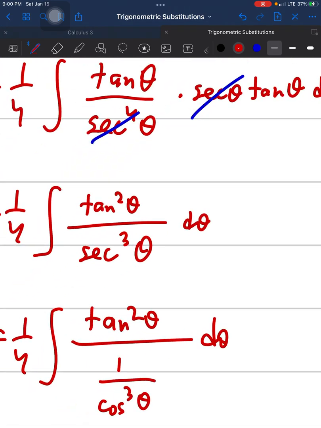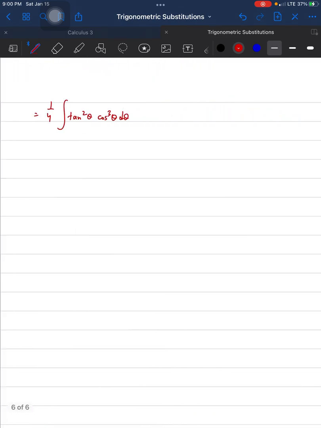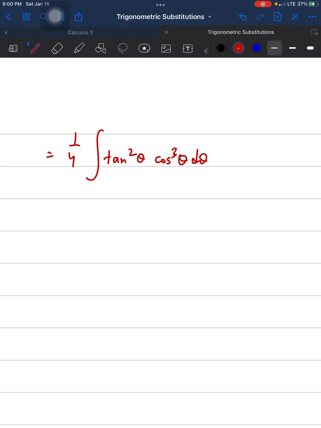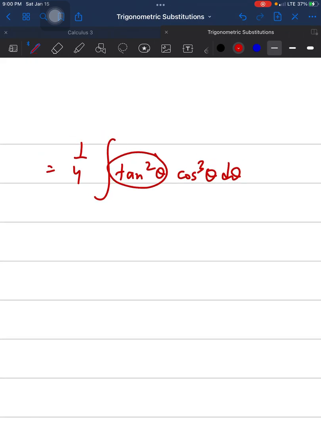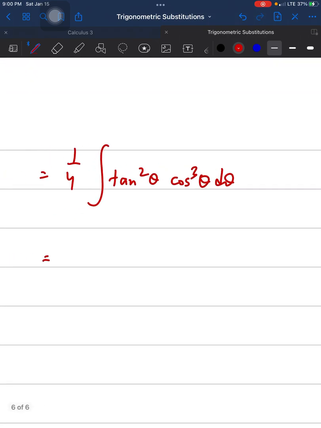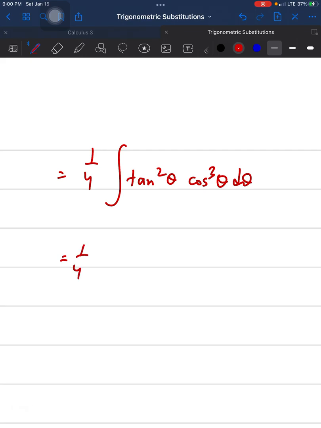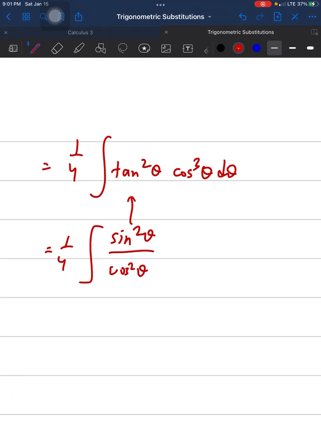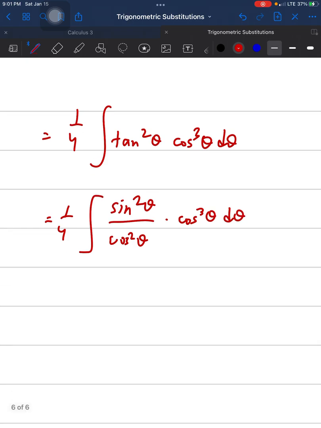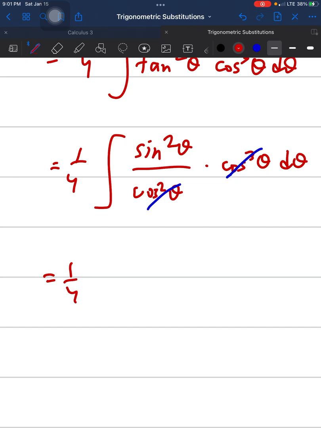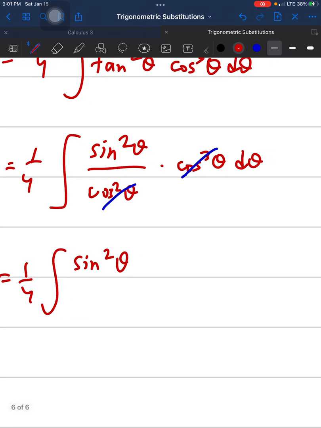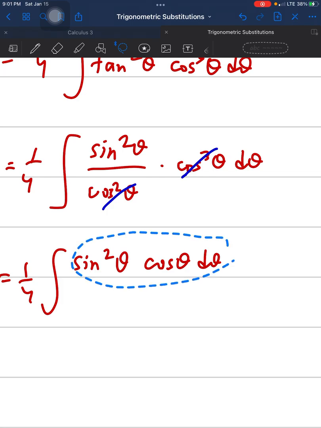So this is what we end up with so far, right? When we substituted the secant cubed theta in for the 1 over cosine cubed theta. Now we still aren't in a form that we can start integrating, so we're going to have to do substitutions for tangent as well. Tangent is just sine over cosine. So we substitute in sine squared theta over cosine squared theta, because this is just tangent squared theta, and then times cosine cubed theta d theta. Now we can cancel out the cosines, and we are left with sine squared theta and cosine theta d theta.